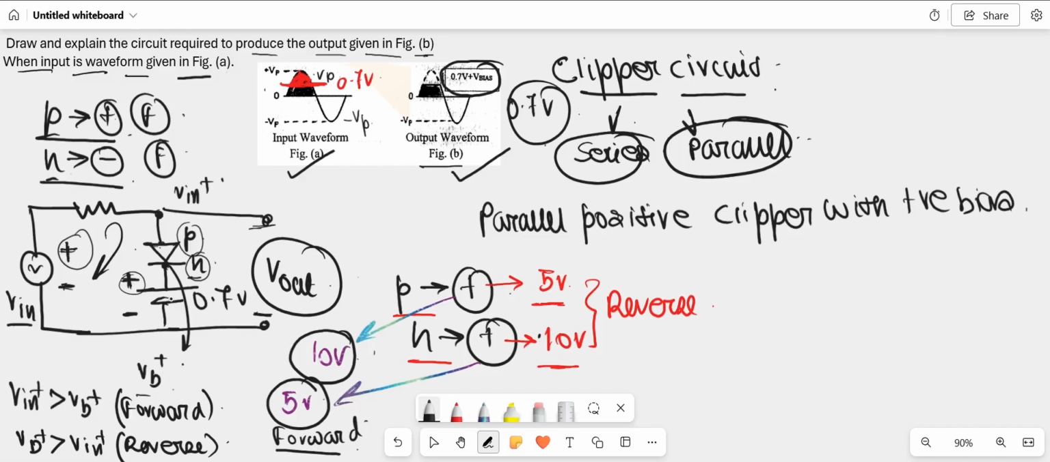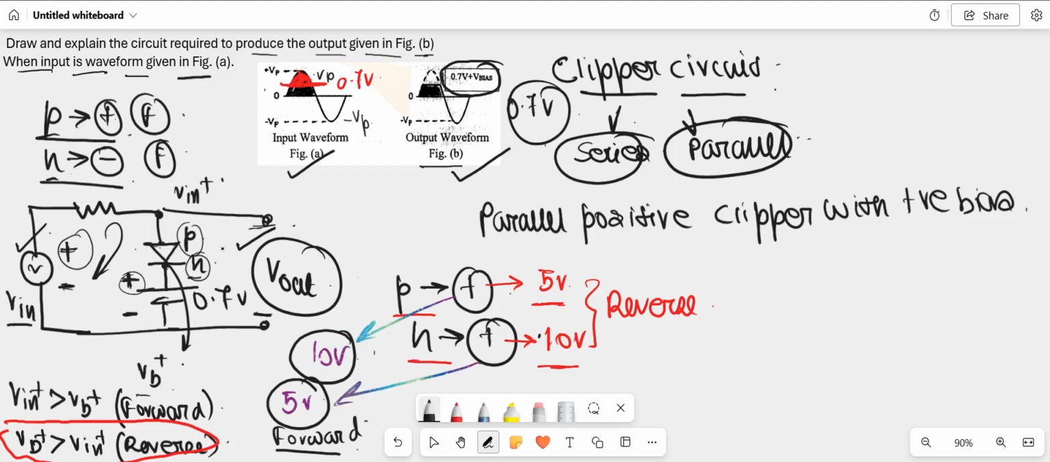And if the diode is reverse biased, this diode will act like an open circuit, and the voltage which we are applying at this particular point, we will also get this voltage across this point. So for this particular condition, VB positive greater than V in positive, this is the condition for which the diode will conduct. And this is the case of the positive half cycle.